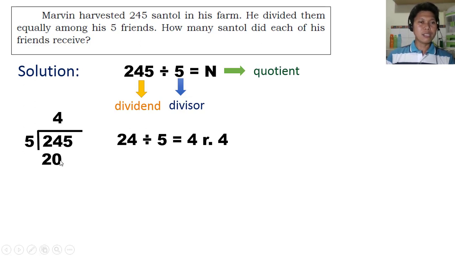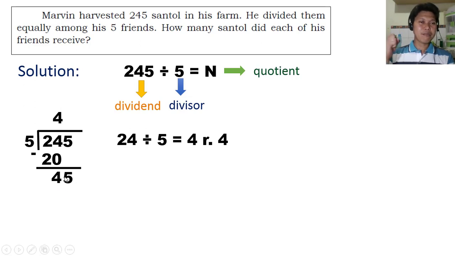Tapos isulat natin dito. And then we are going to subtract. 24 minus 20 is equal to 4. Or 4 minus 0 is 4 and 2 minus 2 is 0. Then, the next step is we are going to bring this down. Itong 5 na to, lagay natin sa baba. And we are going to take it as a number. So, this becomes 45. Tapos, i-divide natin ng 5.